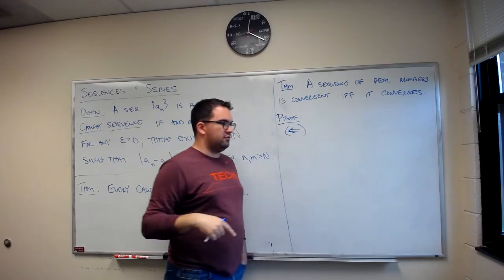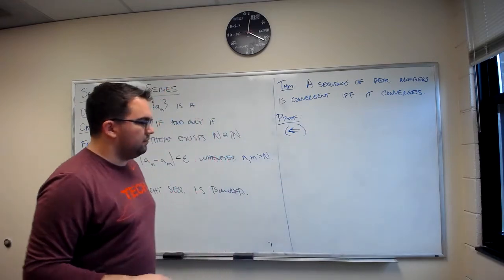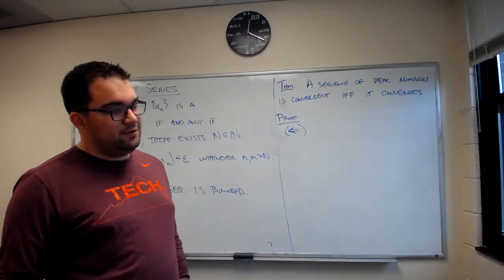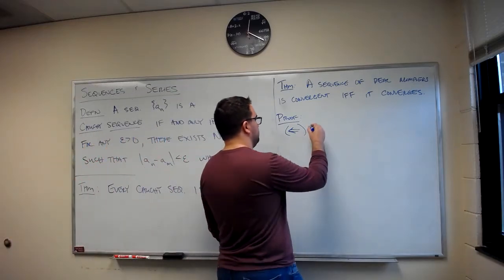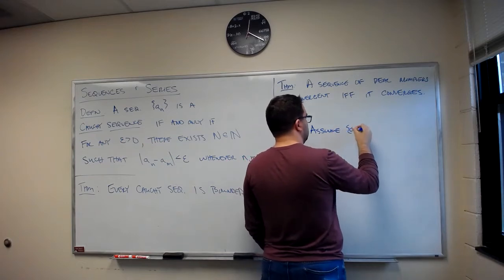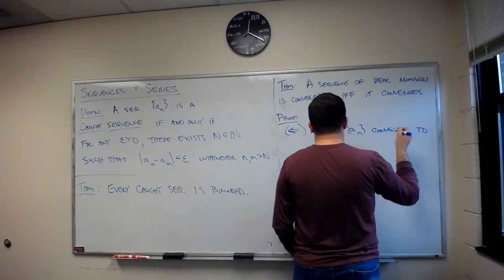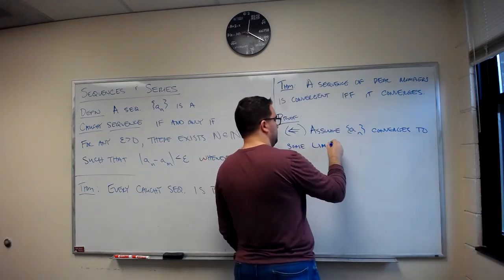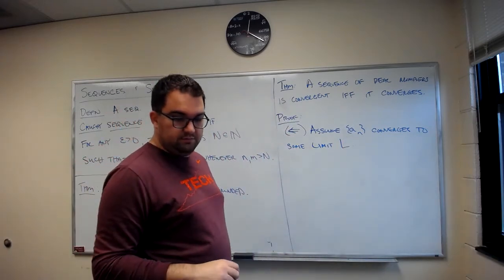Okay, so if it converges, then I want to show that it has to be Cauchy. The book hand waves this a little bit. It's a simple application of the triangle inequality, which is not false, but let's actually take some care to write it out. So assume that the sequence a sub n converges to some limit L. Okay. So my goal is now to show then that it is Cauchy.